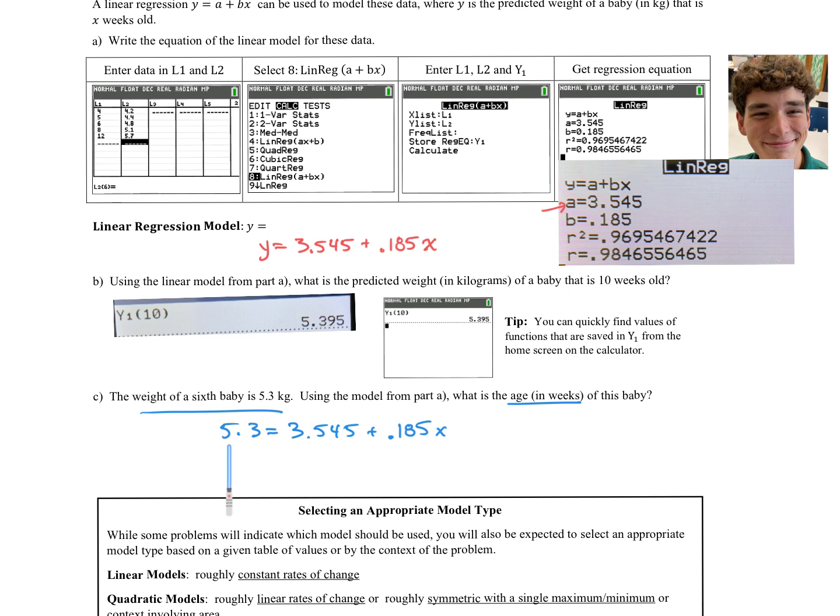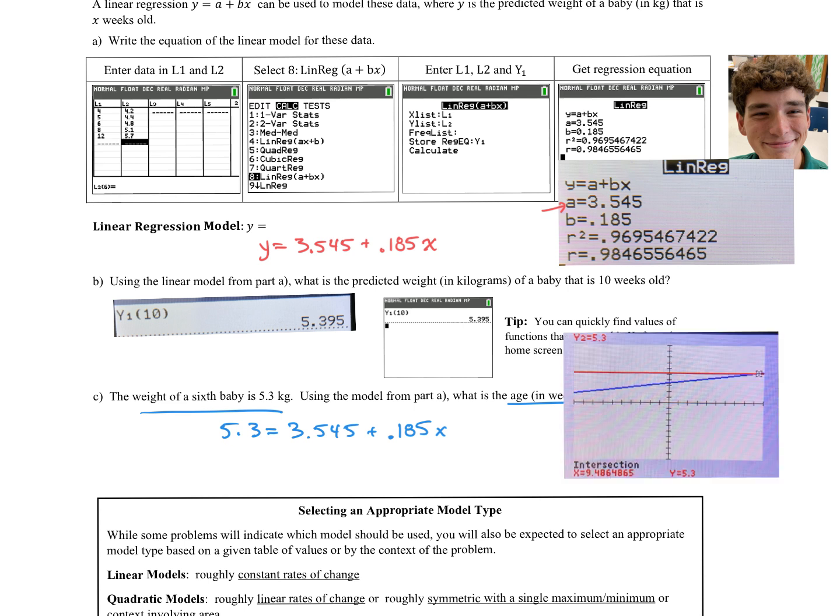However, I want to show you another way in case our regression model is much more complicated. So let's go back to our calculator. My intersection is when x is equal to what? 9.4865, because we're going to round to the nearest ten-thousandth. And so there's another method in case it's more complicated to solve for that. Pretty good? All right, cool.